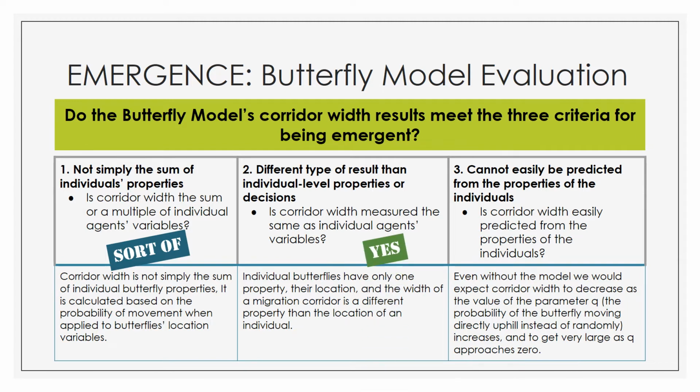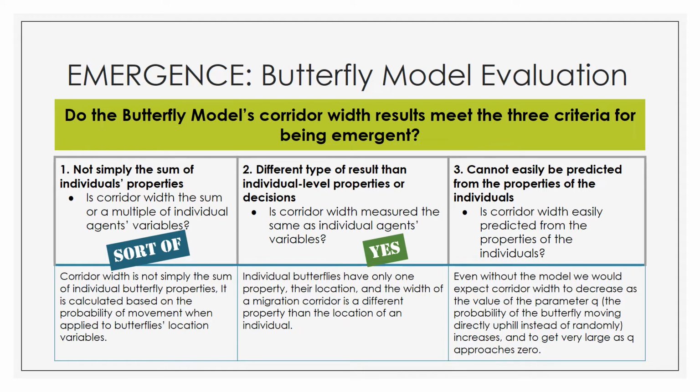Lastly, is corridor width then easily predicted from the properties of the individuals? Not completely. But even without the model, we would expect corridor width to decrease as the value of the parameter q, which remember is the probability of the butterfly moving directly uphill instead of randomly, increases, and to get very large as q approaches 0.